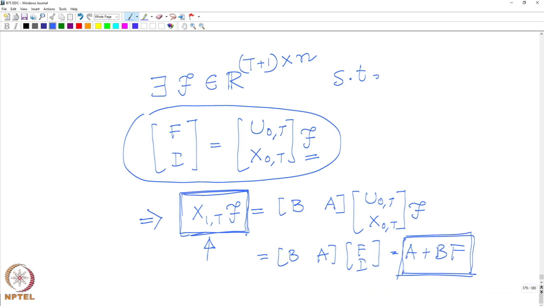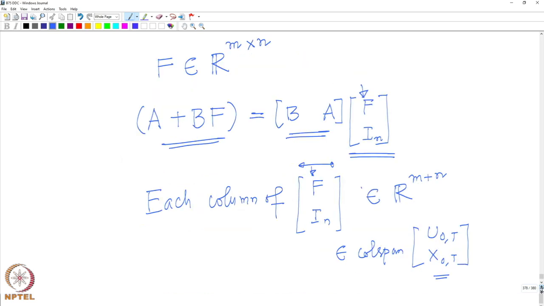So, suppose now I ask the question: is it possible to stabilize the system, is it possible to pull the eigenvalues of A plus BF within the unit disk, right. How do I do that? By designing this F, which in turn means designing this scripted F. In order to understand that we need the following. That is the idea of stabilization through state feedback.